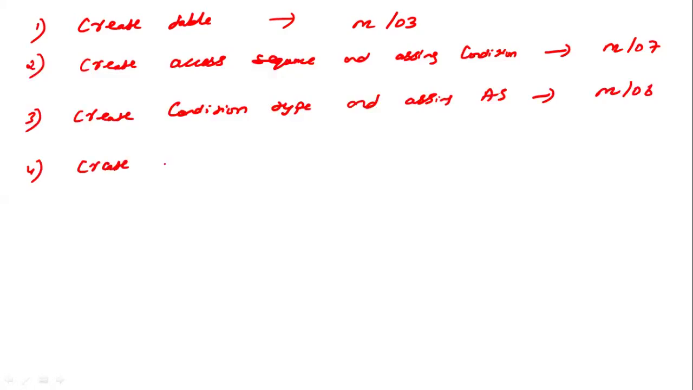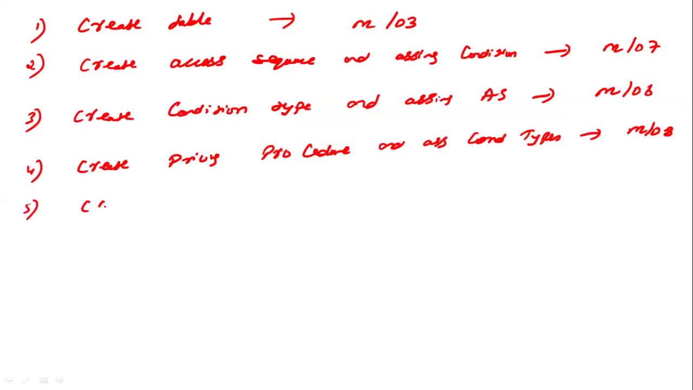Then create the pricing procedure and assign condition types. That is in M/08. Okay, so let's finish this. Then we have create transaction keys and assign in pricing procedure.